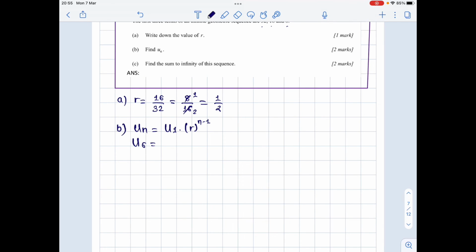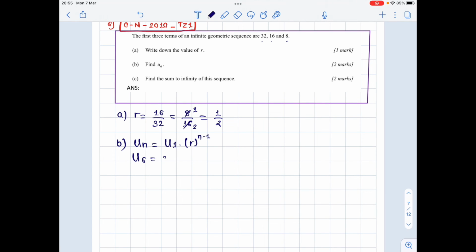u6 is u1, which is 32, times r, which is 1 over 2, raised to 6 minus 1. Now this becomes 32 times 1 over 2 raised to 5. You are not allowed to use a calculator, so this becomes 32 times 1 raised to 5 over 2 raised to 5. You don't need to show this step, I am just explaining. So 32 times 1 raised to 5 is 1, and 2 raised to 5 is 32. This will cancel out, so your final answer is 1.